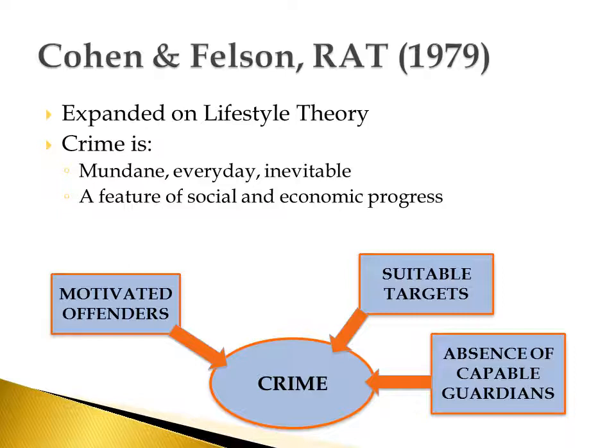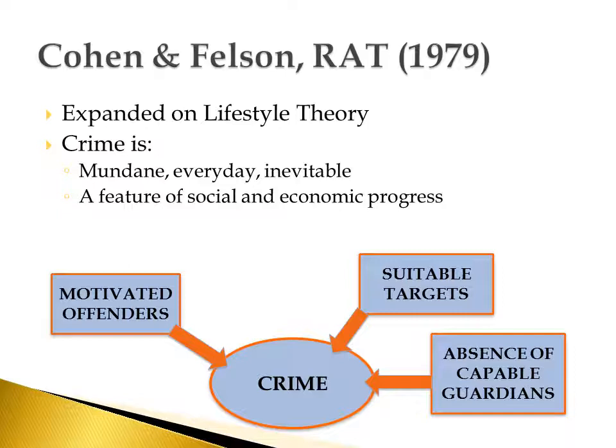Again, what you see is missing from this theory is a really thorough explanation for why we have motivated offenders, because for Cohen and Felson, they just didn't think that was important to explain. The idea that people might be motivated to commit crime every once in a while, or even very often, isn't something that they found particularly interesting. What was more important to them was focusing on the suitable targets and absence of capable guardians.